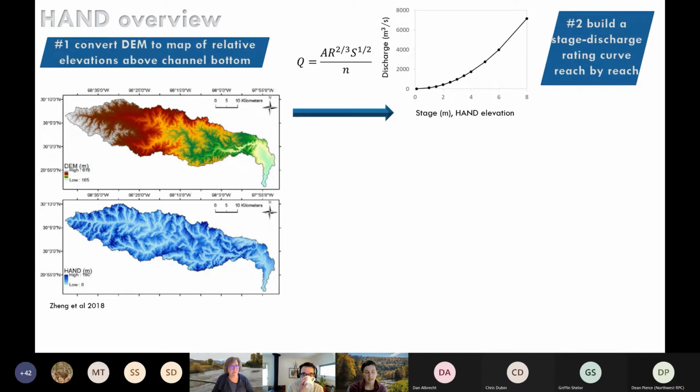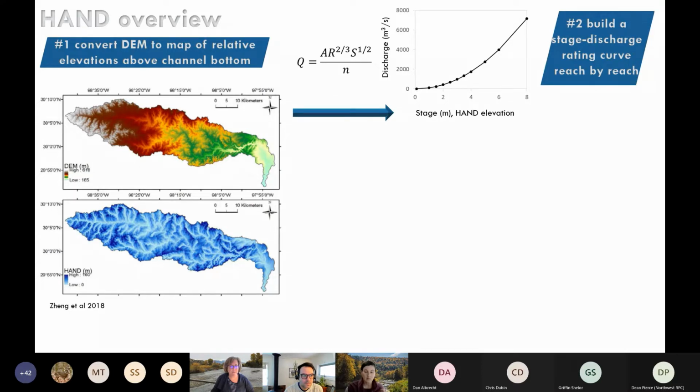The next step is then to take that HAND map and build a stage discharge rating curve on a reach by reach basis. Again, these reduced complexity models coarsen the unit of analysis, and we use what we call a reach. A reach is pretty simply a length of river that has similar morphological characteristics. What we do is take, for increasing elevations within the HAND map, or stages, or water depths, you can think of it similarly.